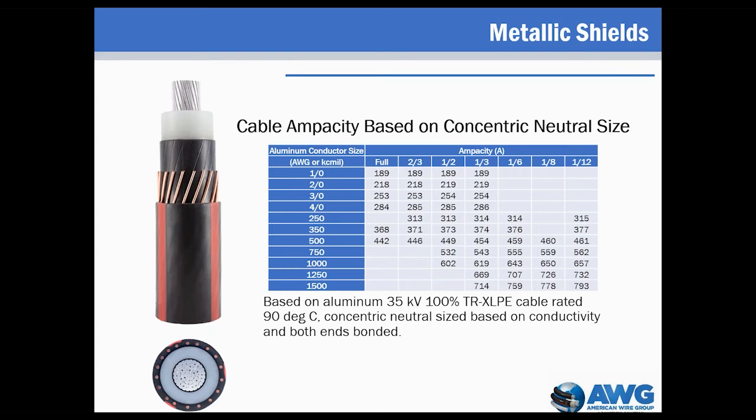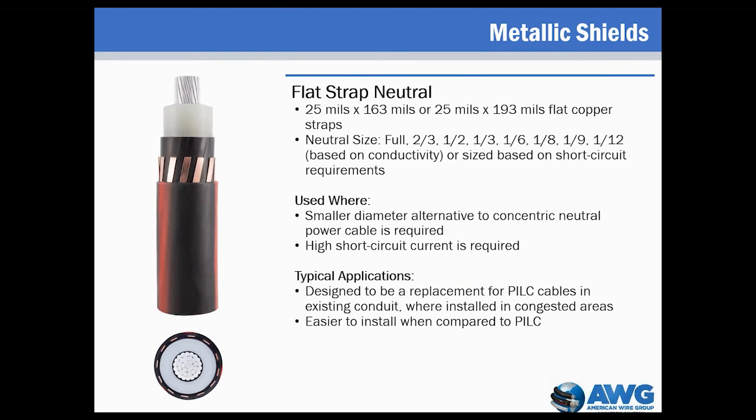So, a smaller concentric neutral size will have a higher resistance, limiting the circulating current, thereby reducing the impact on the phase conductor current carrying capability. In cables with smaller sized conductors, this is not so evident. For larger sized cable, however, it can make a significant difference. The tabled values shown here help to illustrate this point.